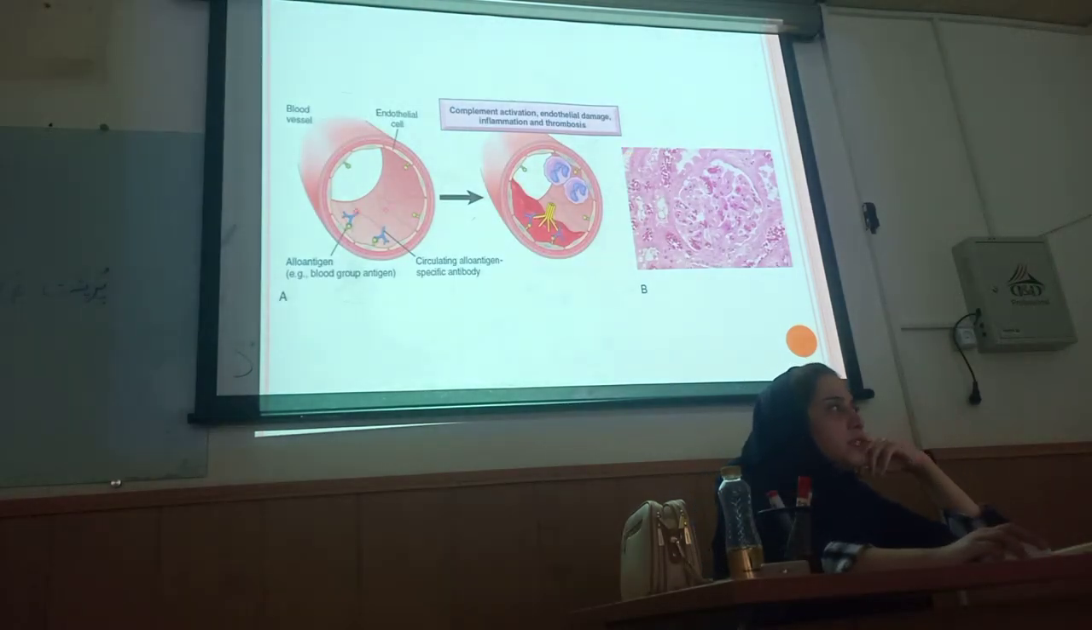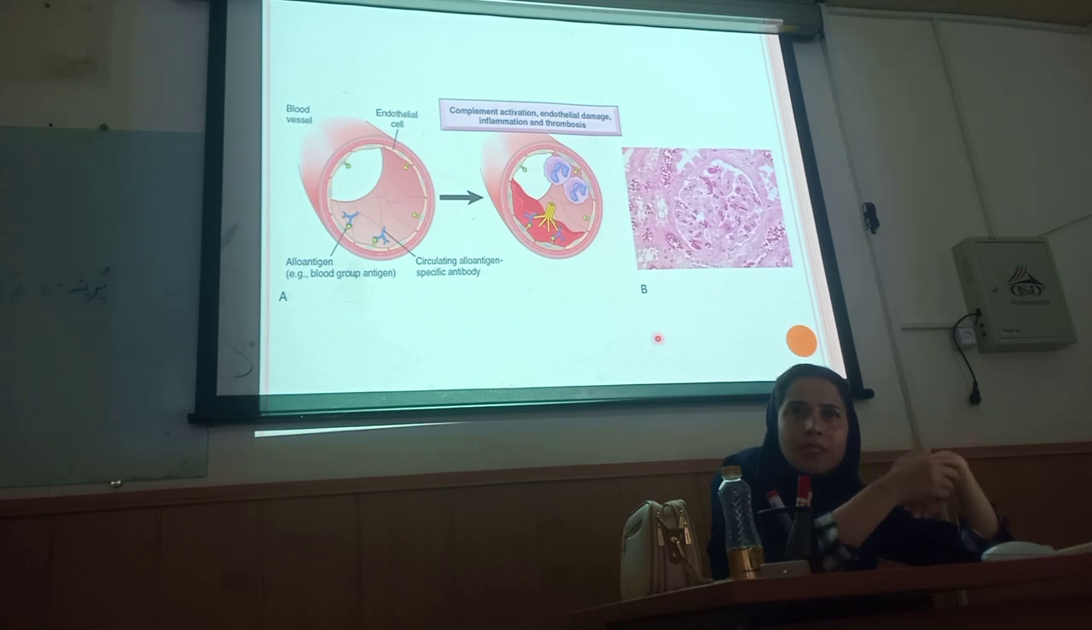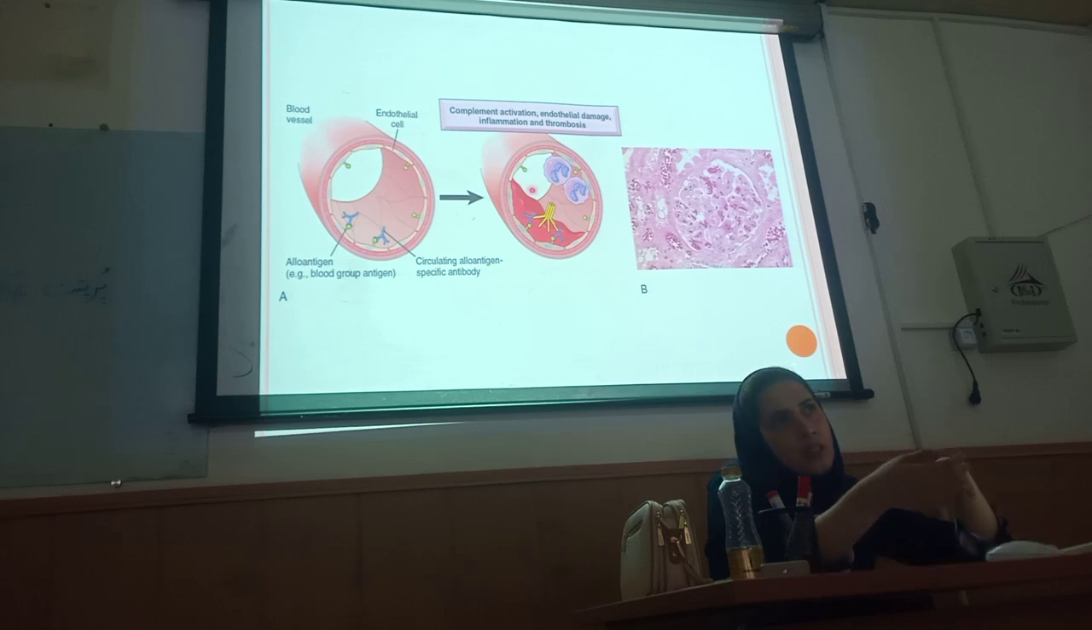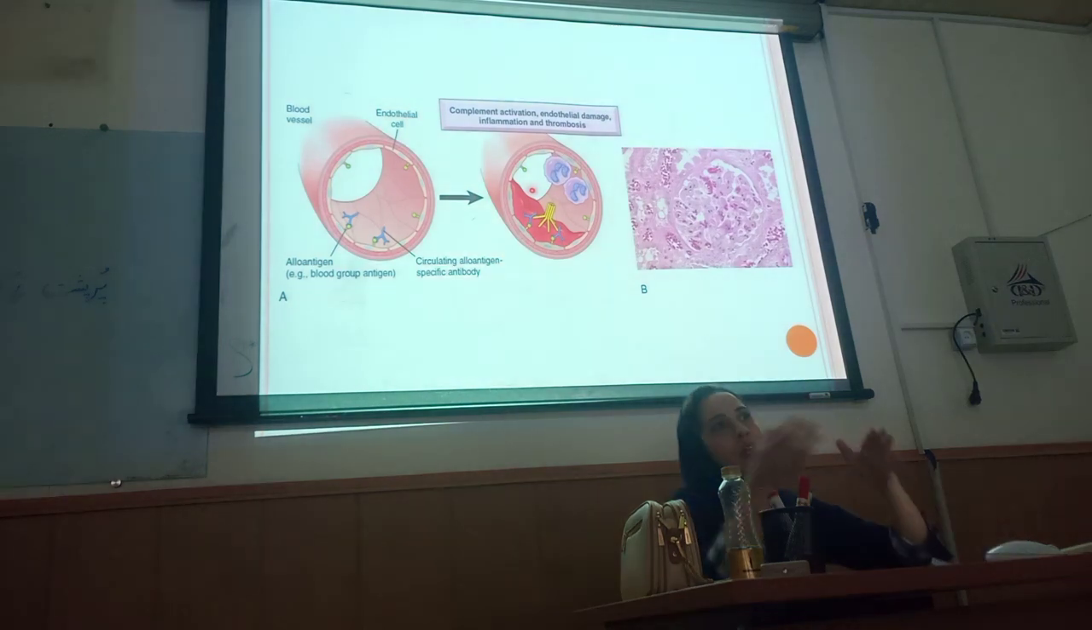What do we see here? This is the lumen of a blood vessel, and here we have, for example, a capillary in this transplanted kidney. There is this antigen on the endothelial cell of this transplanted kidney. I have preformed antibody against this antigen in my body. So this antibody will attach to this antigen, and there will be complement activation, inflammation, thrombosis, and other things. So I will have occlusion of this vessel, and the organ will become necrotic. This is called hyperacute rejection.